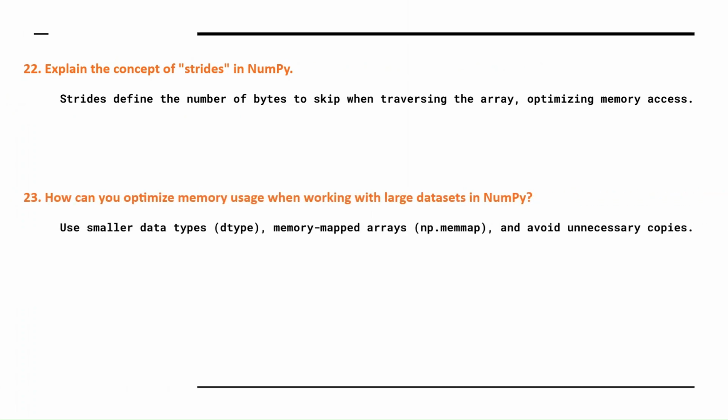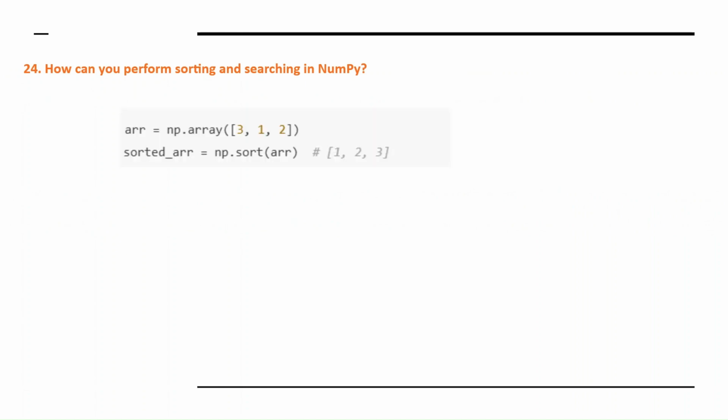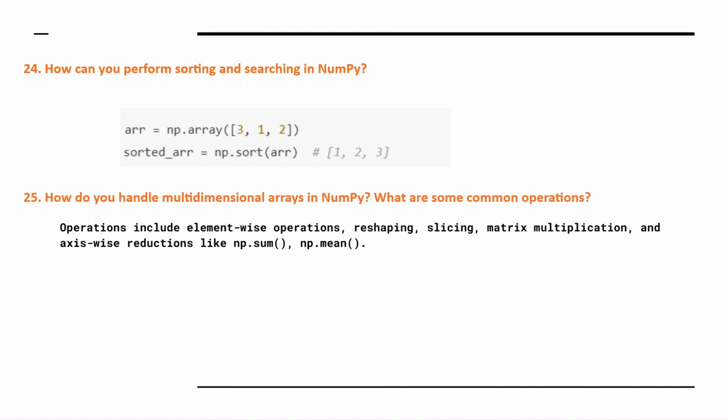How can you optimize memory usage when working with large datasets in NumPy? We can use dtype, memory-mapped arrays, and avoid unnecessary copies. How can you perform sorting and searching in NumPy? We have the sort command, with which we can sort the elements of a NumPy array. How do you handle multi-dimensional arrays in NumPy? What are some common operations? Common operations include reshaping, slicing, matrix multiplication, axis-wise reduction, sum, mean, etc.